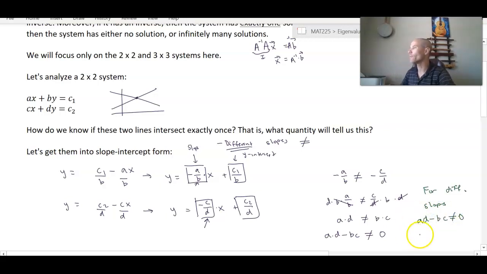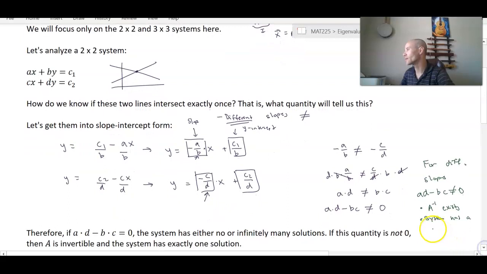Okay, so that will mean A inverse exists, and it will mean that if there's a system associated with this matrix, the system has a unique solution. It has exactly one solution. The lines intersect exactly once.